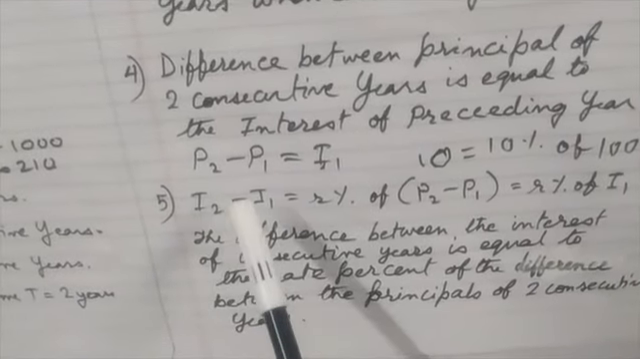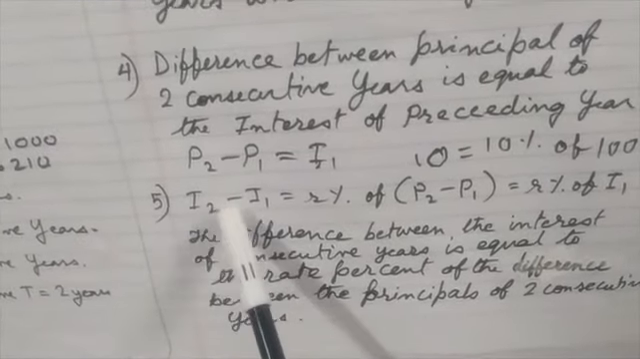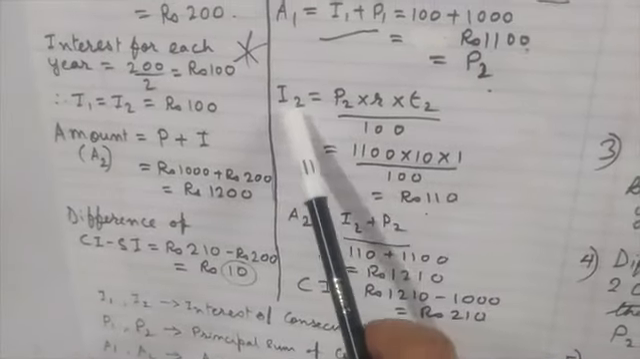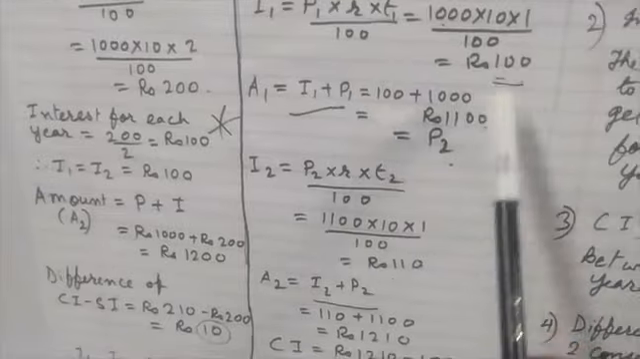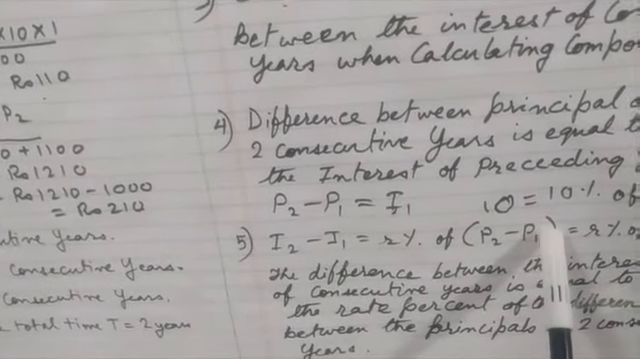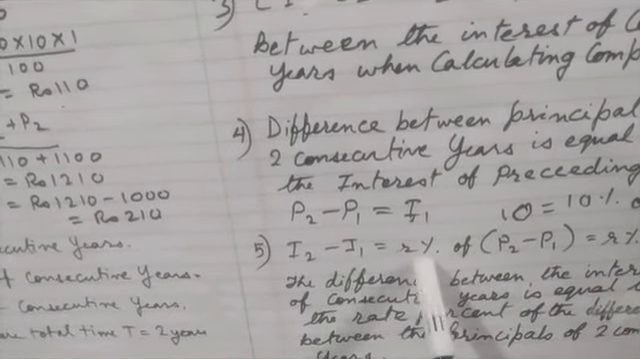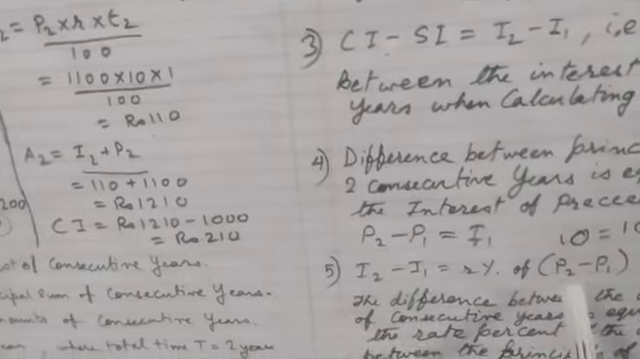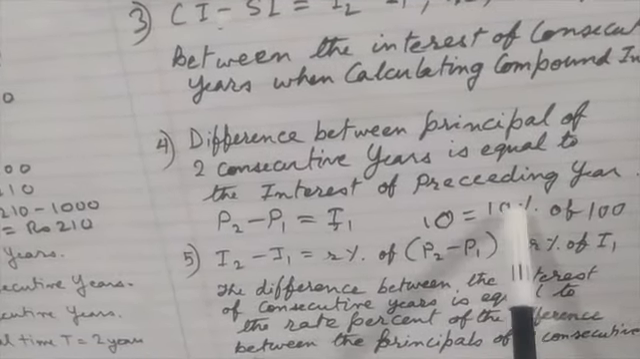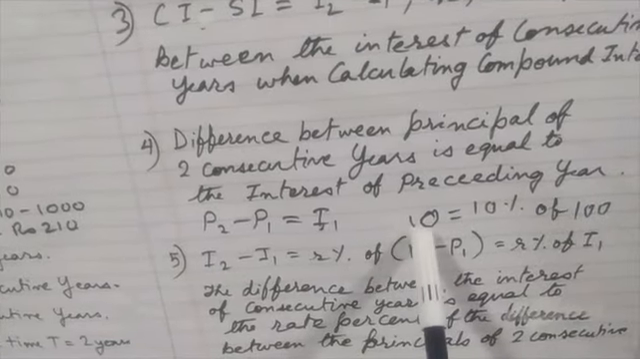Now the last observation which we are finding out is I2 minus I1. Interest 2 minus interest 1, I2 minus I1, 110 minus 100. That is equal to R percent of P2 minus P1. R percent means rate percent of P2 minus P1. P2 minus P1 is 100. So R percent of 100, that is 10% of 100, which is equal to 10 rupees.